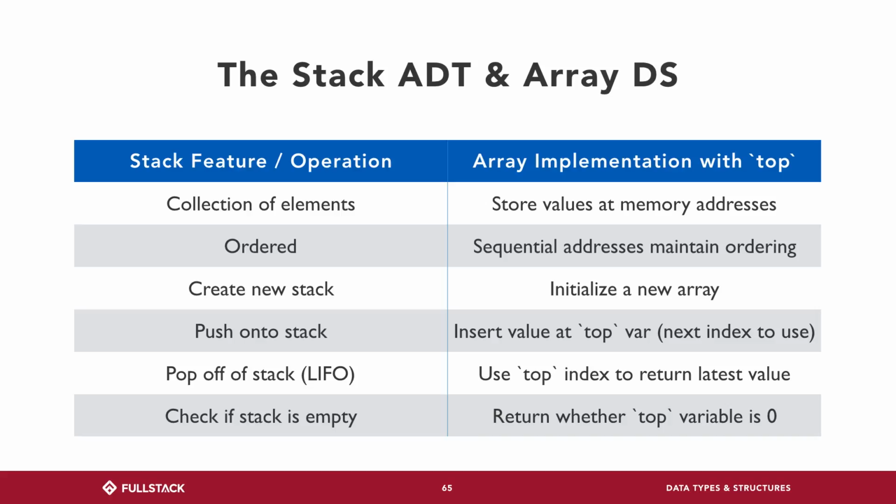We're doing okay. All right, so I have an array here, and I'm trying to make a stack. Okay, so it's ordered. Yeah, it's already ordered, so I don't really have to worry about that. How do I create a new stack? Well, I'm just going to make one of these. So my stack is an array.